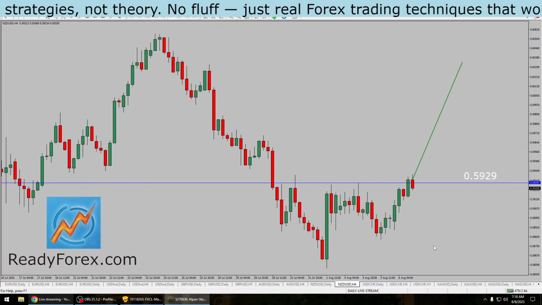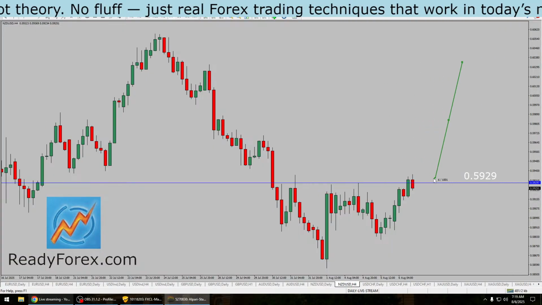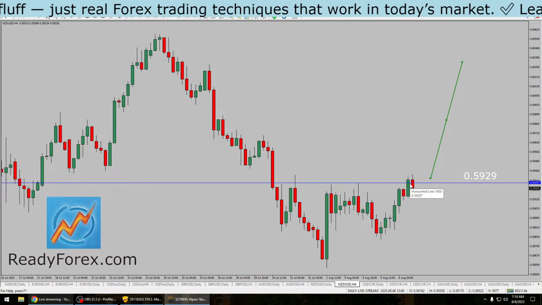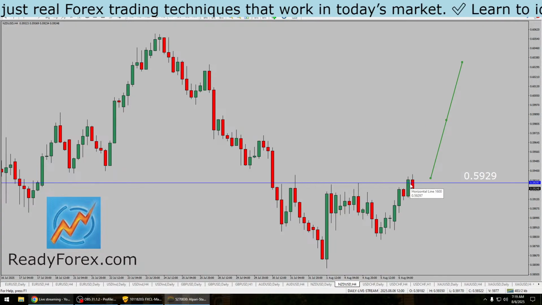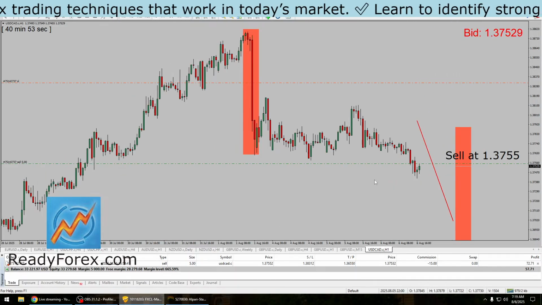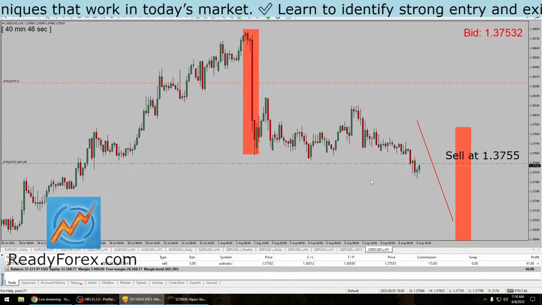Sometimes these things usually go down a little bit. Oh, okay, this is the breakout. Right over here we got the breakout above the 0.5929 level. Now to the USD/CAD, let's see what's going on. Here's the USD/CAD trade. Okay, give me a second over here.